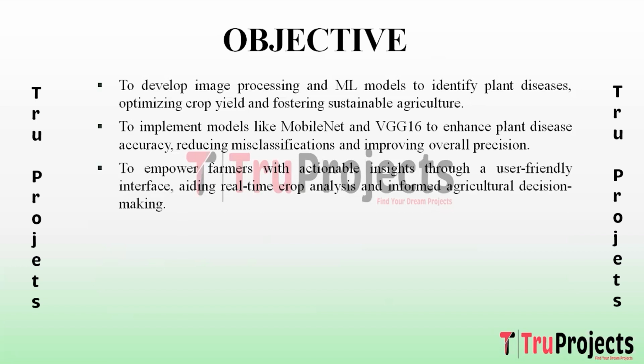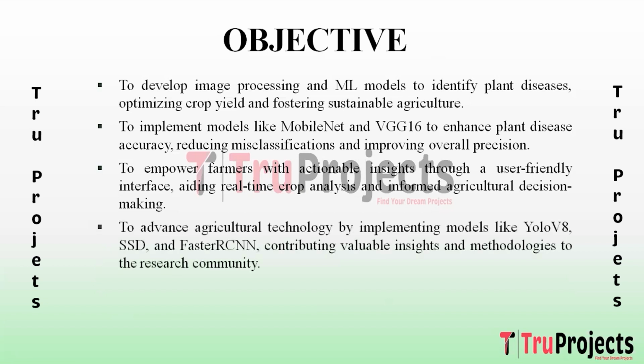And the next objective is to create a user-friendly interface to empower farmers with actionable insights derived from real-time crop analysis. The aim is to assist farmers in making informed decisions for better agricultural practices and increased productivity. And the project also aims at implementing cutting-edge models such as YOLO V8, SSD, and Faster RCNN to advance agricultural technology. This objective contributes not only to practical solutions but also offers valuable insights and methodologies for the broader research community. The focus is on pushing the boundaries of agricultural technology and knowledge.